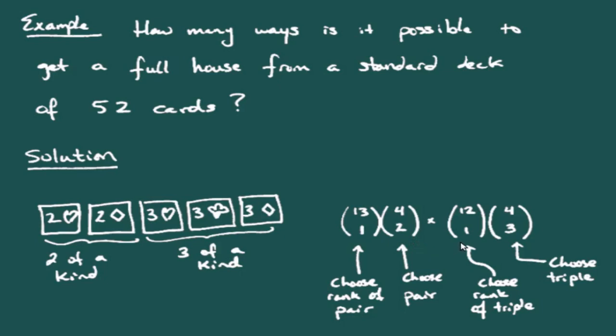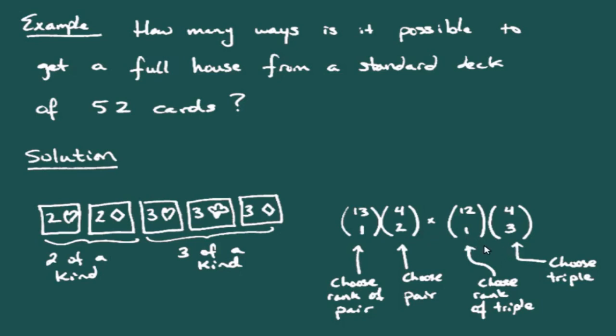Then we can do the same thing for the 3 of a kind. We don't want to choose the rank from the pair, so we have 12 different ranks that we can choose from. So 12 choose 1 chooses the rank of the 3 of a kind, and then of the 4 different suits, we have 4 choose 3, which is our number of ways of choosing the 3 of a kind from the 4 possible suits that we have. And so we multiply all of those.